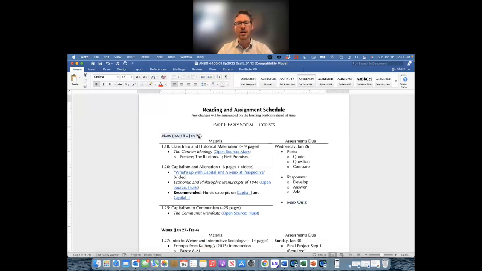So each section, I have the dates here. I've split it up as if we were doing twice a week classes. So for January 18th, you would read the German Ideology. For January 20th, that's the Thursday, you would read and watch What is Capitalism for Marx? What is Alienation? And then for January 25th, you would read the Communist Manifesto.